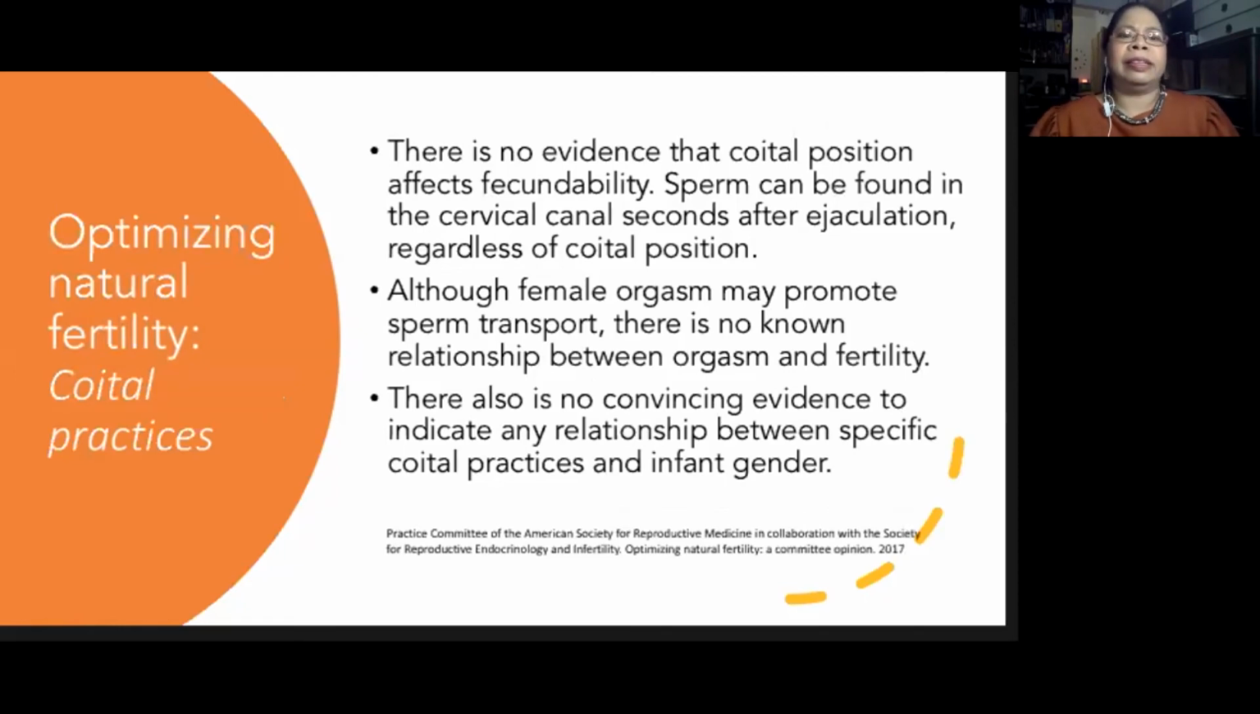How about coital practices? There's no evidence that coital position affects fecundability. Sperm can be found in the cervical canal seconds after ejaculation, regardless of any coital position that they assume. And although female orgasm may promote sperm transport, there is no known relationship between orgasm and fertility. Also, there is no convincing evidence to indicate any relationship between specific coital practices and infant gender.